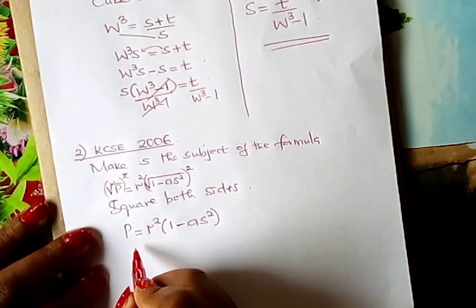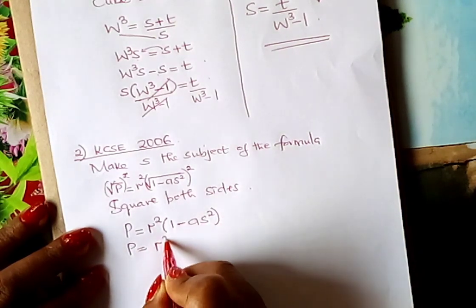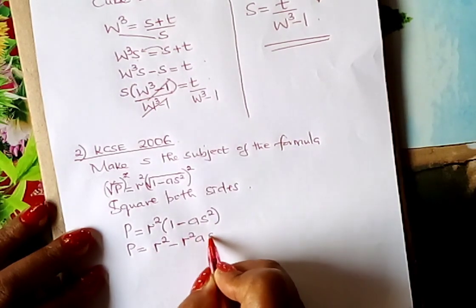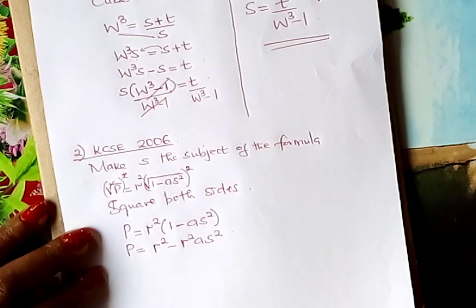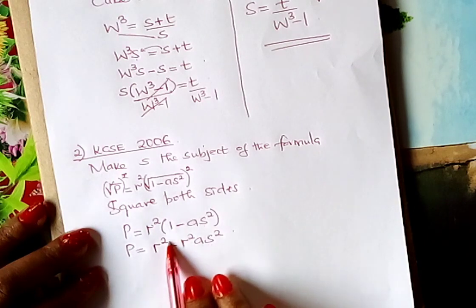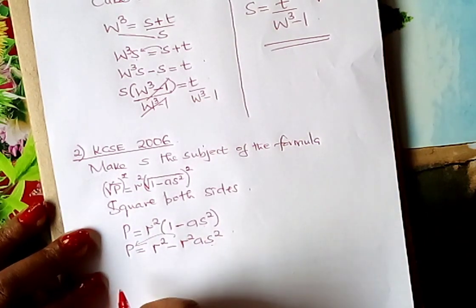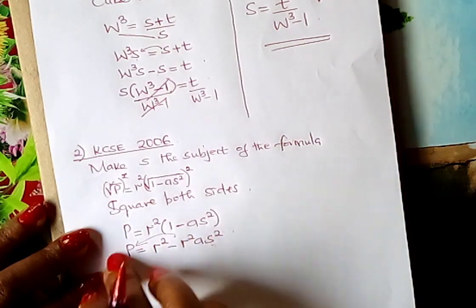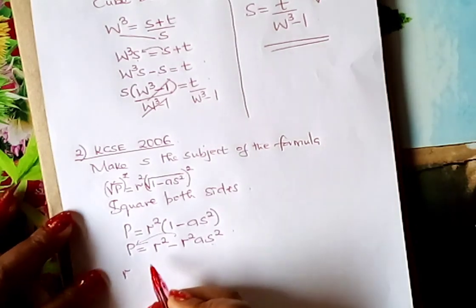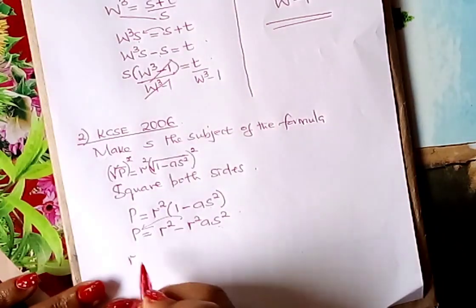So what else do we do to this? We talk of P is equals to, remove this bracket, you get R squared minus, multiply by this, R squared A S squared. Remember, we want to make S the subject of the formula. So from there, learner, take the whole of this term to this other side, and so what will you have? So take this to this side and P to this other side. So taking this, it becomes positive. Look at that, learner.